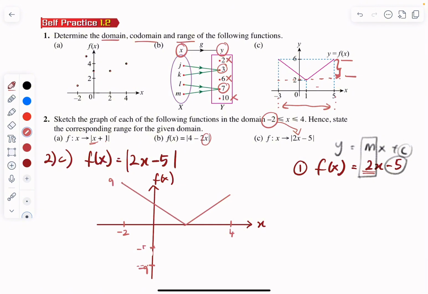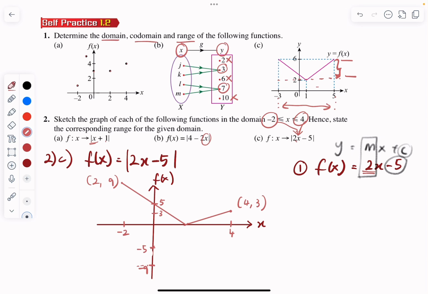Okay. Then it intersected negative 5. So when you flip it, it will intersect 5. This will be 9. So the coordinates here will be 2, 9. We have to find this coordinate. This one, when we sub in 4 into here, 4 times 2 is 8. 8 minus 5 is 3. So we must draw this a little bit lower, because 3 will be somewhere here. So 4, 3 somewhere here means we draw a line like this here. So this is 4, 3.